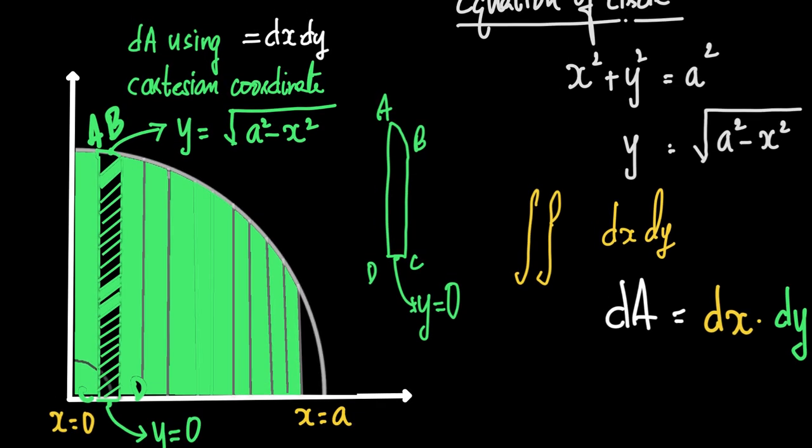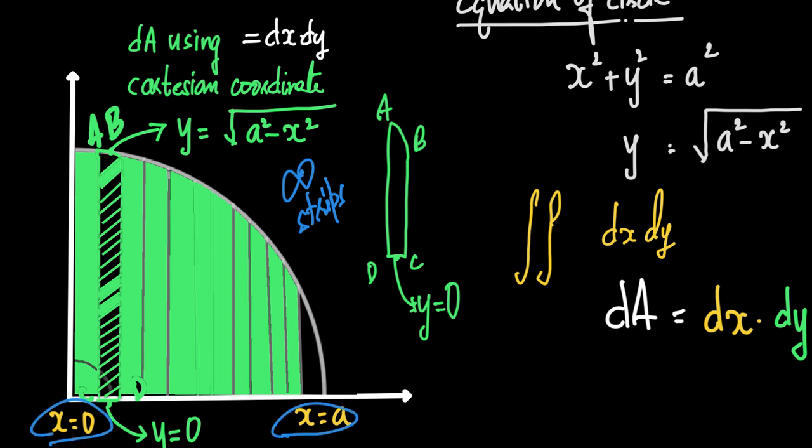x here varies from 0 to a, which means x equal to 0 represents the first strip and x equal to a represents the last strip. When I say first and last strip, we're talking about this complete area being divided into an infinite number of strips, right? So every strip becomes one single line, which varies from x equal to 0 to x equal to a.